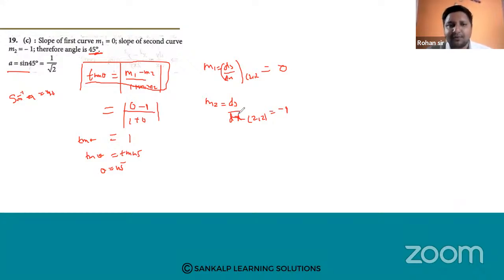Question number 4. The maximum area of the rectangle that can be inscribed in a circle of radius 2 units is. So we need to calculate the maximum area of the rectangle which can be inscribed in a circle of radius 2 units. First we need to frame an equation for this, and then they are asking us to calculate the maximum area in a circle of radius 2 units.